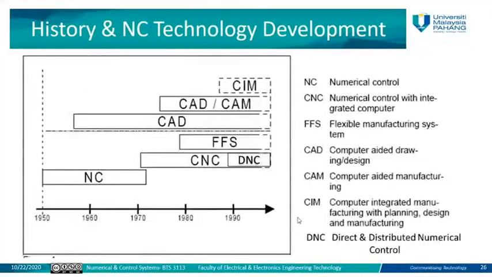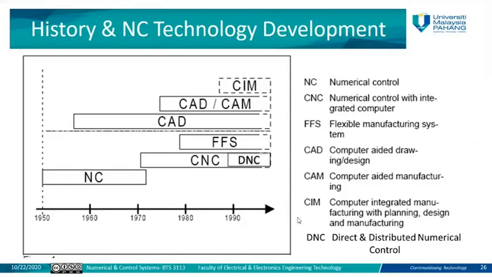So from this graph, from this trend, which shows the evolution of numerical control, it started from the original or conventional numerical control. Then they went to CNC and DNC. There are also other types like FMS, flexible manufacturing system, CAD, which is computer aided design, and CAM, the combination of both CAD and CAM. So computer aided design and computer aided manufacturing, then computer integrated manufacturing, and so on.